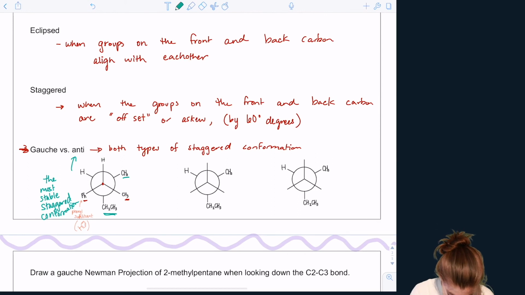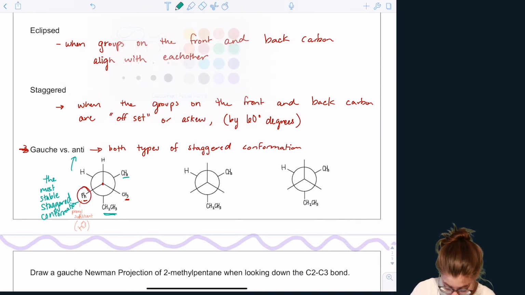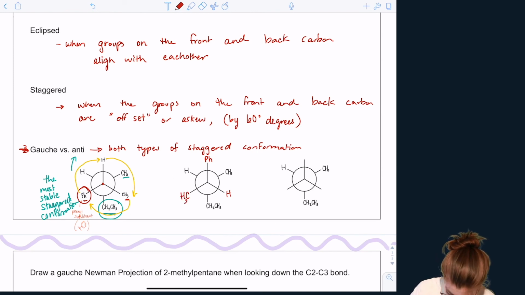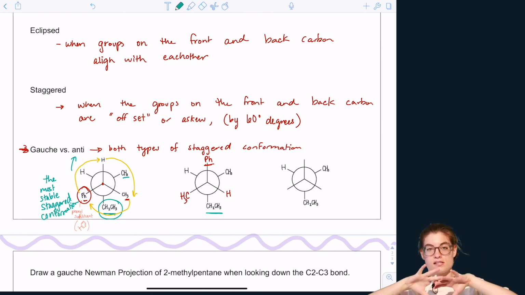So, for example, the largest group on my front carbon is the phenyl, and the largest group on my back carbon is the ethyl. So what would they need to look like in order for them to be as far away as possible? Well, I'd have to rotate my phenyl group up to this position so that they would be 180 degrees or as far away from each other as possible. If I rotate my phenyl group up there, then that's going to subsequently rotate my hydrogen over one and this methyl group over one. So my resulting structure will look like this. So my Ph will be there, hydrogen, CH3. Okay, and so the most important thing is that the largest groups are 180 degrees away from each other.